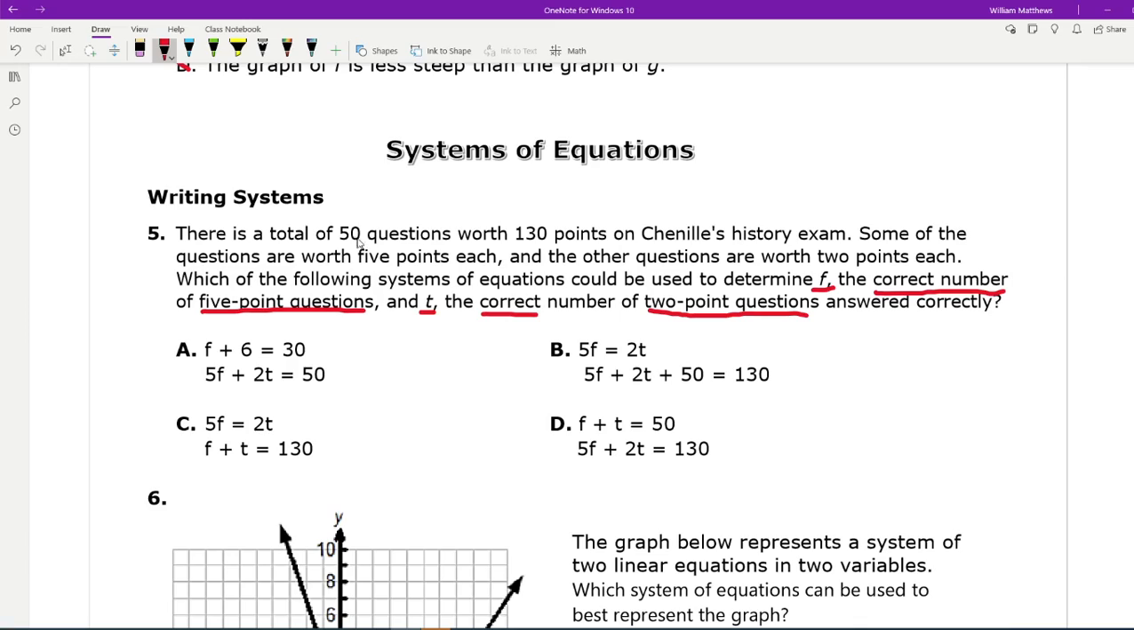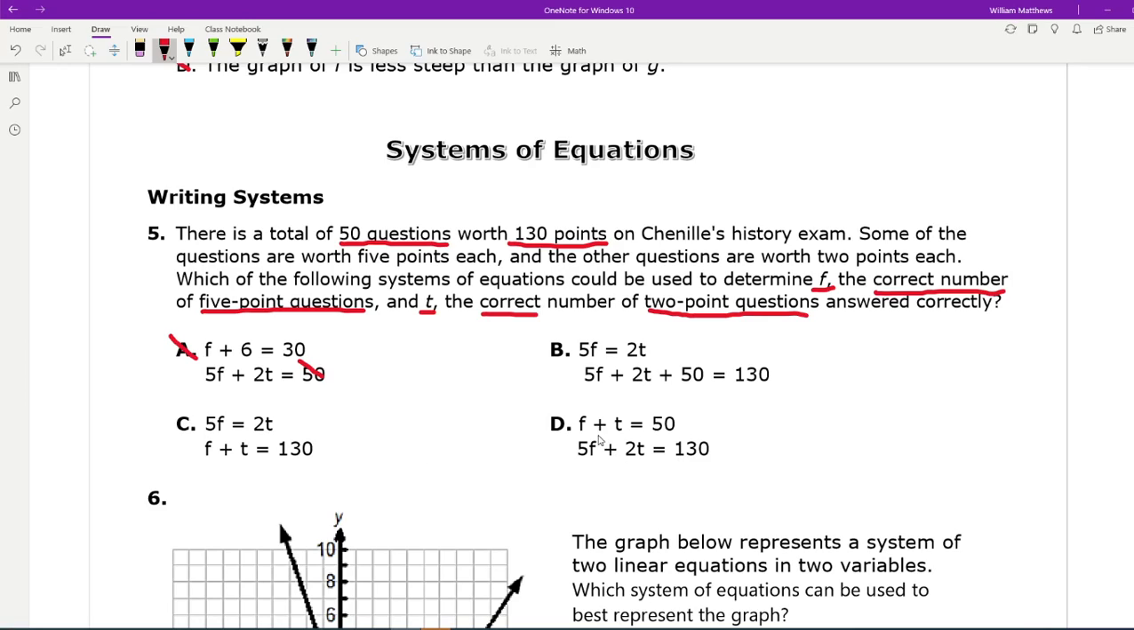Now we have a total number of questions, and we have a total number of points. So we would create two equations that deal with totals, which means we're going to be adding some values together. The type of questions that make up the exam were the 5-point questions and the 2-point questions. So we would show that we are adding 5f plus 2t equals, it should be 130. So this one doesn't work. 5f plus 2t equals 130.